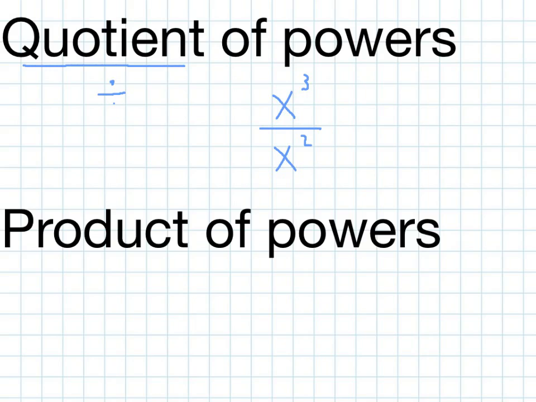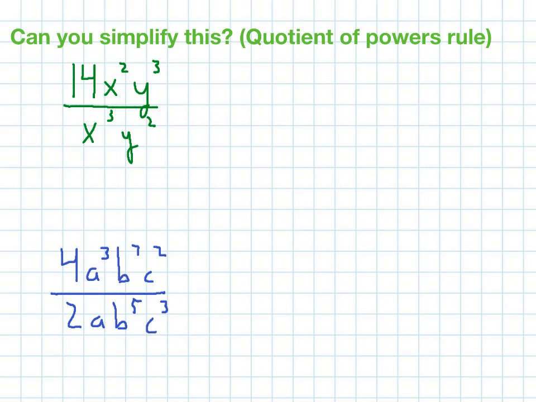Product of powers, remembering that the idea of a product is the answer to a multiplication problem. So in these questions it might look something like this: x to the third power times x to the second power. Can you simplify this? Looking at the quotient of powers rule.